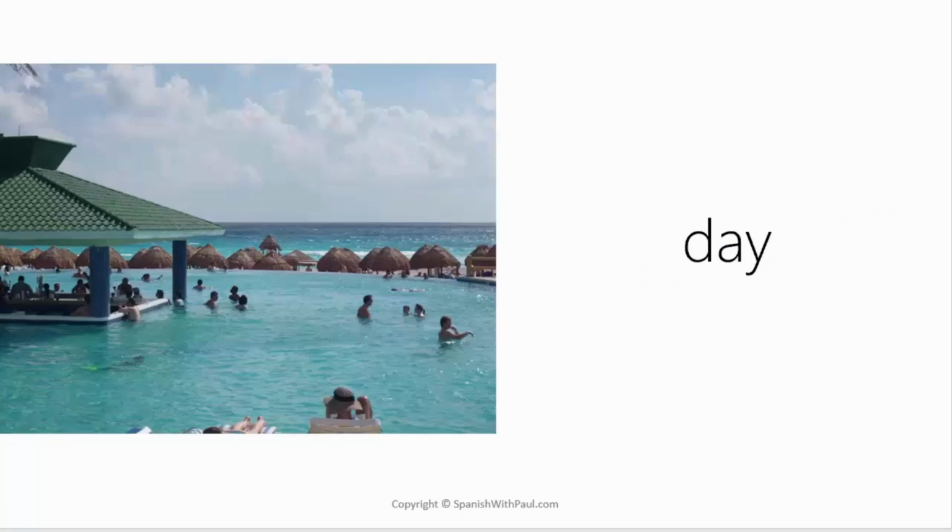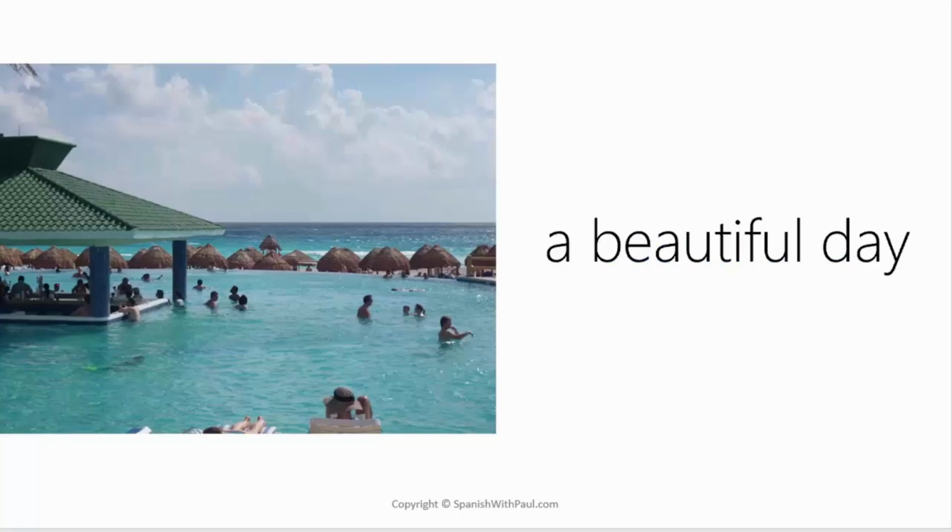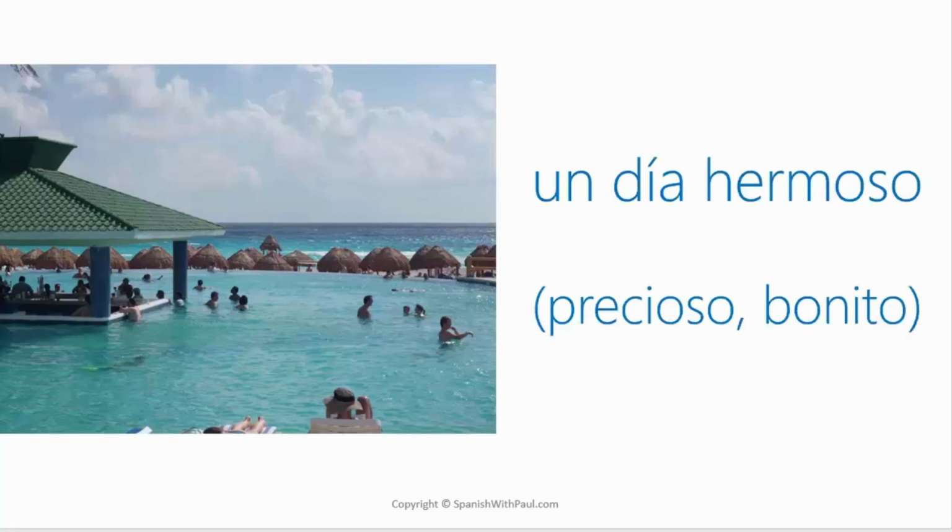What's the word for day? Día. The day. El día. A beautiful day. Un día hermoso. A couple of things here. If you used one of the other ones, un día precioso, un día bonito, that's fine too. But remember that we have to pick one to default to for this lesson. So we're going to go with hermoso. And even though día ends in A, we know that it is classified as a masculine word. So this is why we have un día hermoso and not hermosa.